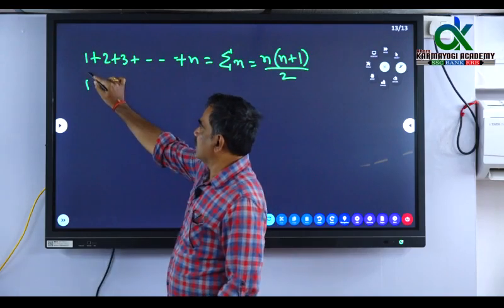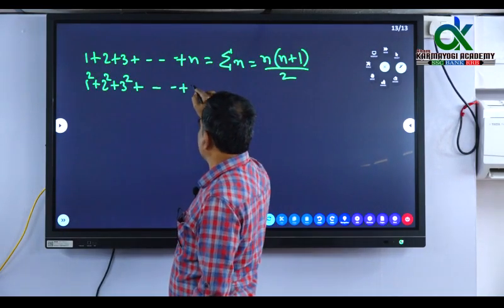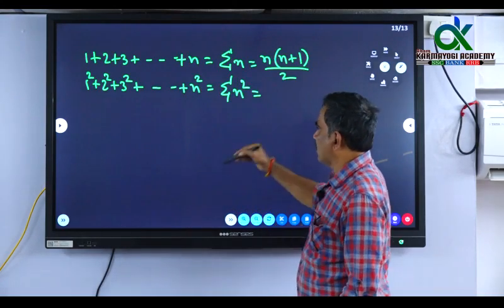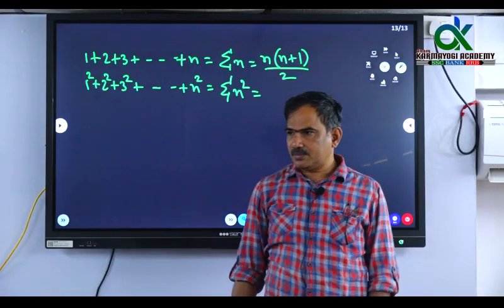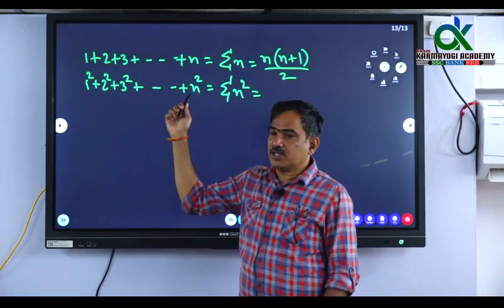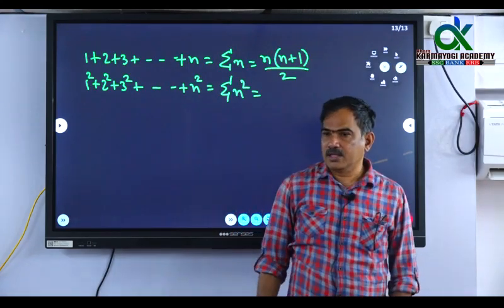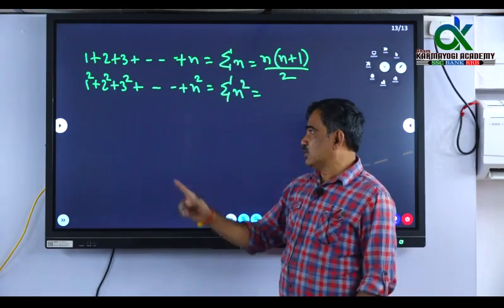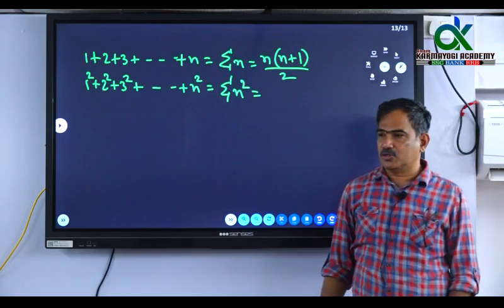What about 1 square plus 2 square plus 3 square plus and so on plus n square? Actually this is denoted by sigma n square. Are these numbers in arithmetic progression? No. ఈ స్క్వేర్స్ అర్థమెటిక్ ప్రోగ్రెషన్లో ఉంటాయా అంటే ఉండవు, గుర్తుపెట్టుకోండి. 1 square, 2 square, 3 square not in arithmetic progression. 1 2 3 4 arithmetic progression. 1 square 2 square not in arithmetic progression.